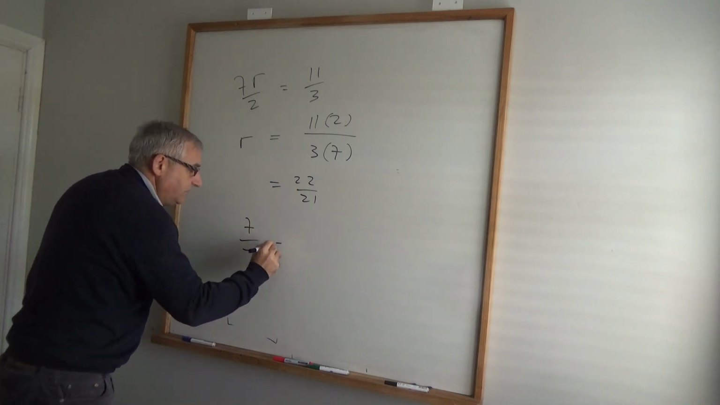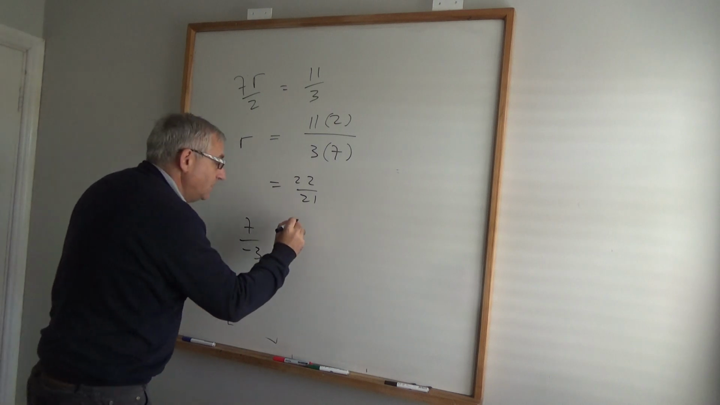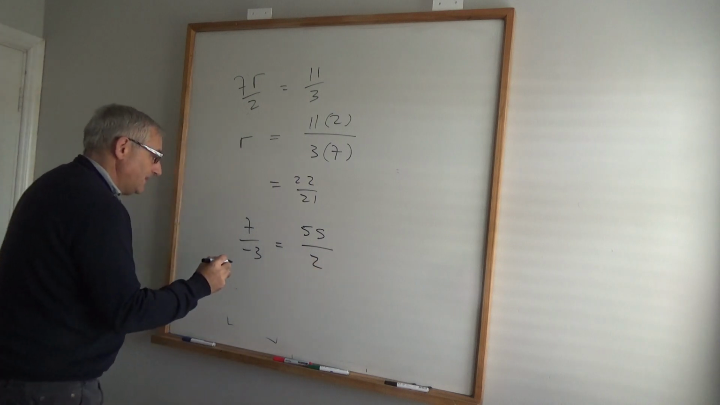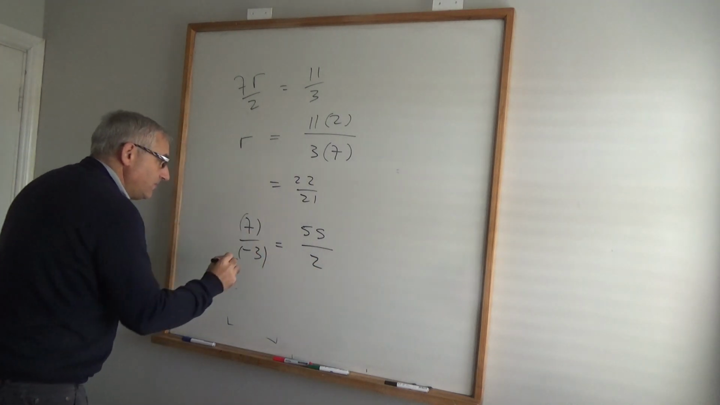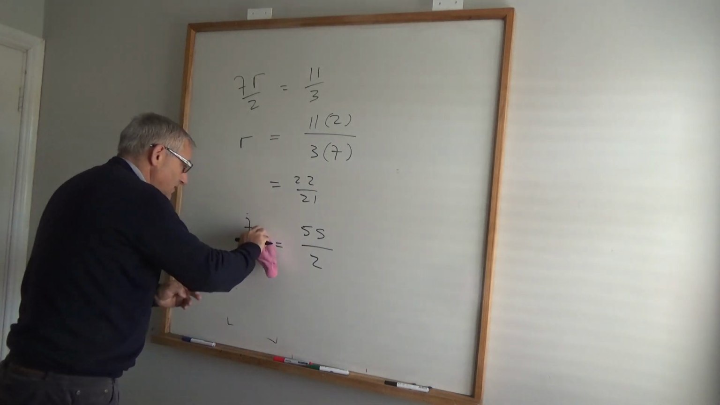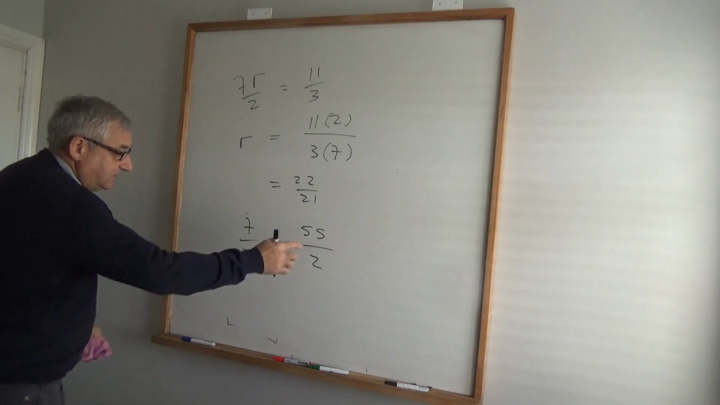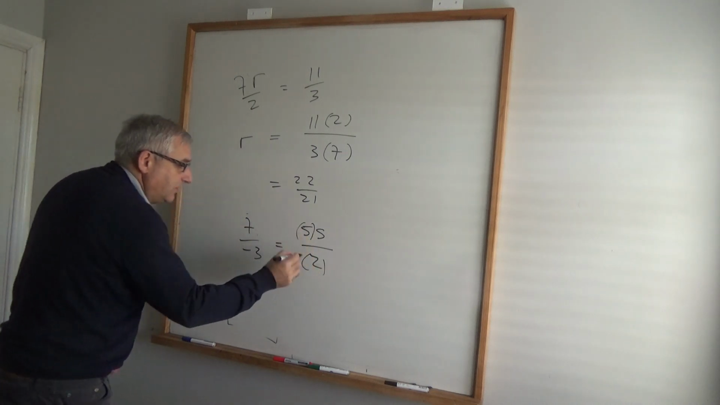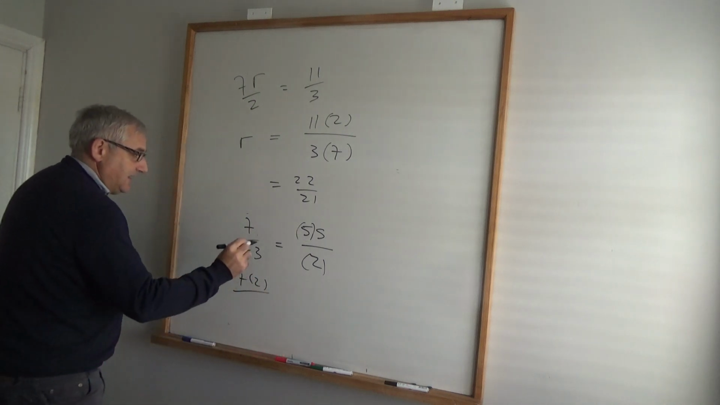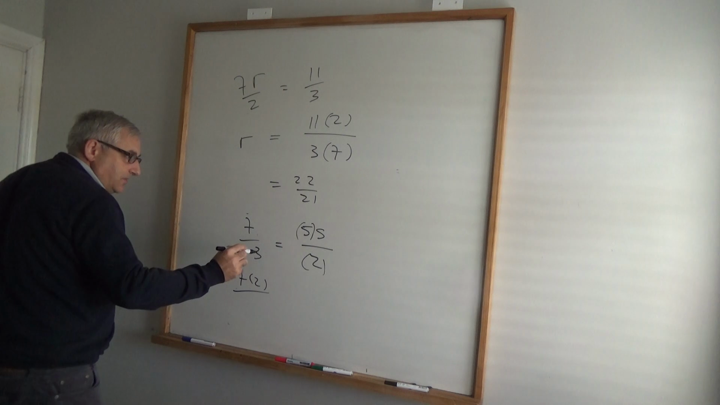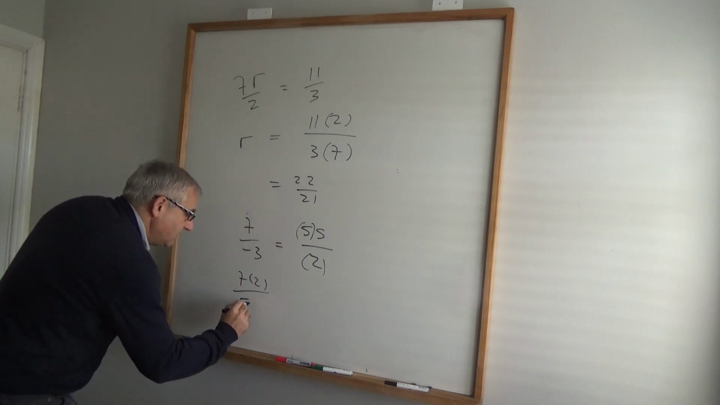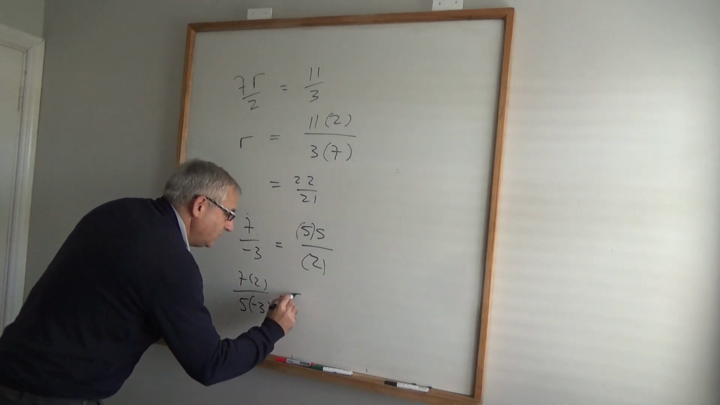7 over negative 3 equals 5s over 2. Okay, let's bracket them. No, the s is on the left hand side. Hold on a minute now. So the s is on the left hand side, so these are the two travellers. 2 will come up, 7 twos, and 2 will come up, and negative 3 will go down.